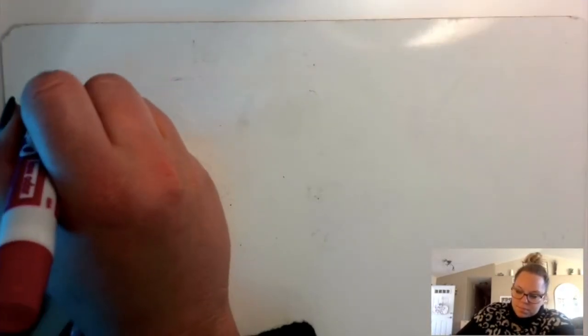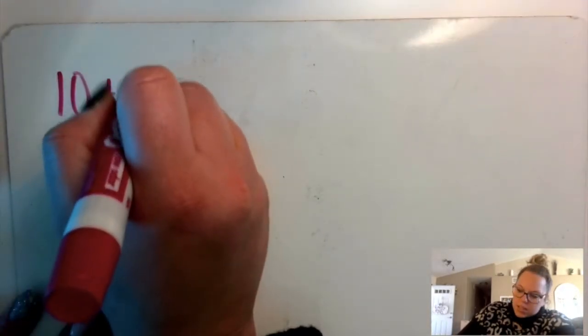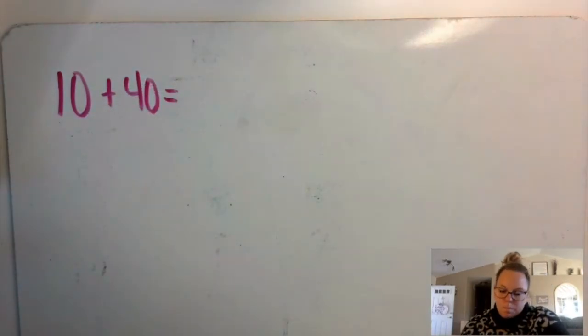First grade, today in math, we are taking a look at adding 10 to two-digit numbers. Now, we've been adding 10 to numbers such as 40, 20, and 80. So, let's check out some of those problems. 10 plus 40 equals what?